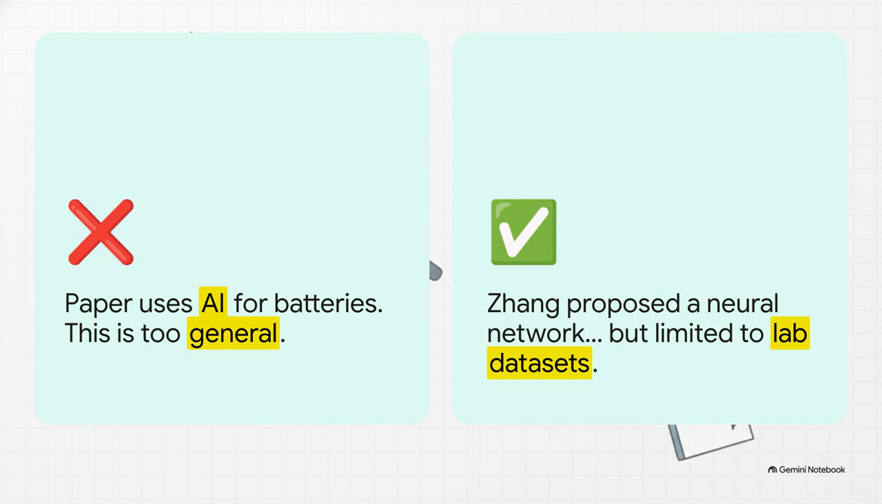Think about a weak, generic note like, paper uses AI for batteries. If you write that down, it's completely useless when you sit down to write your review weeks later. Contrast that with this. Zhang et al. 2024 proposed a neural network model for lithium-ion battery SOC estimation. The model improved prediction accuracy compared with conventional methods. However, validation was limited to laboratory datasets. That is gold. It's detailed, deeply informative, and instantly ready to be dropped straight into a draft.